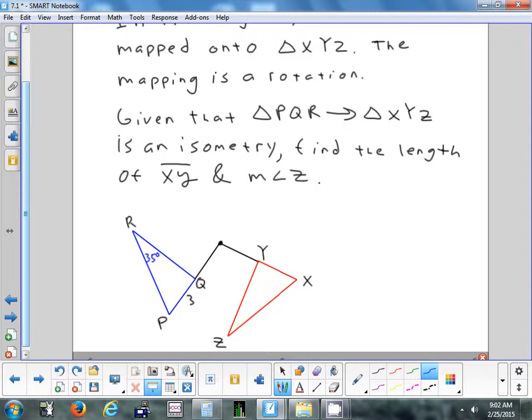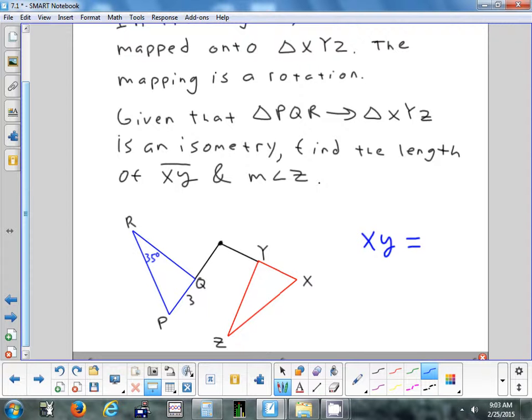They want me to find the length of XY. And then they also want me to find the measure of angle Z. Okay, how could you find XY based on what's in that picture? Nothing's labeled on the image, but there is some stuff labeled on the pre-image that'll help us.